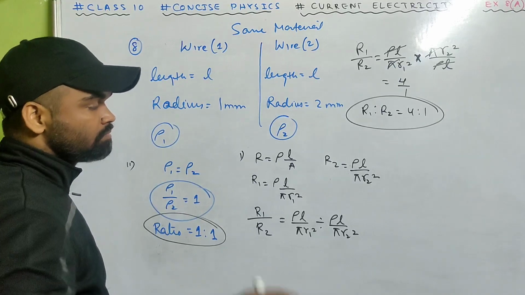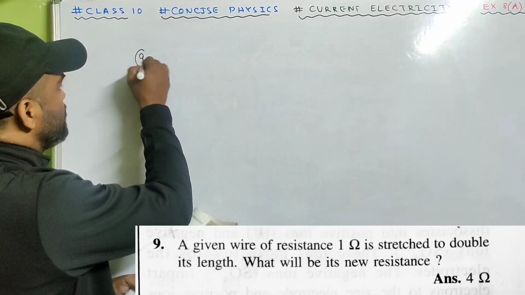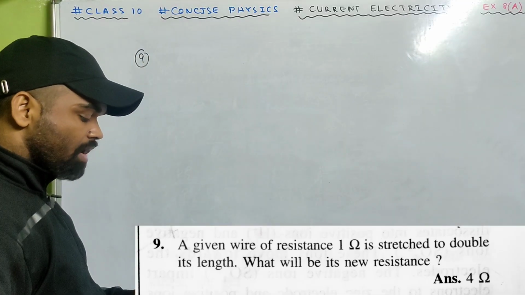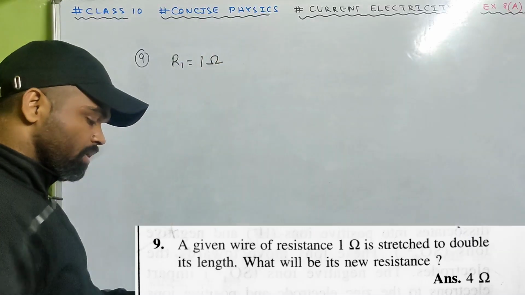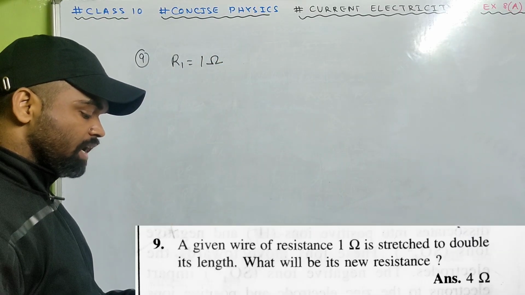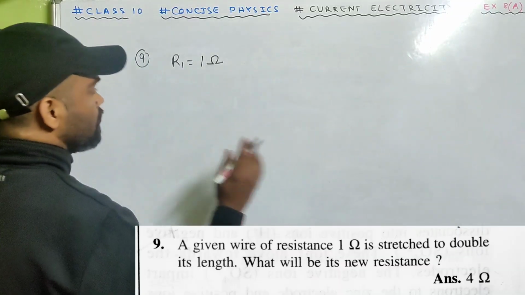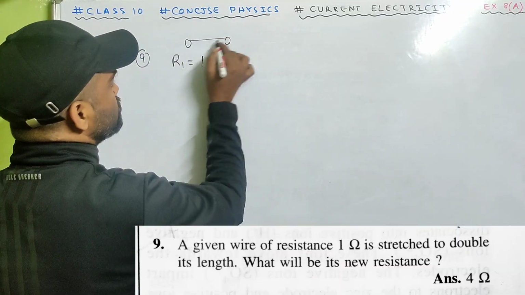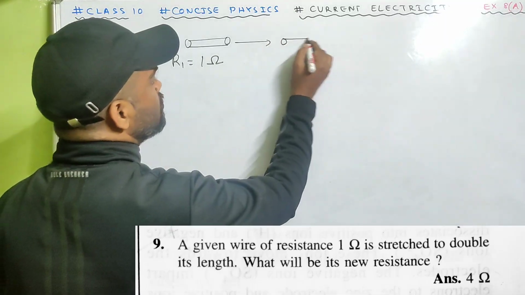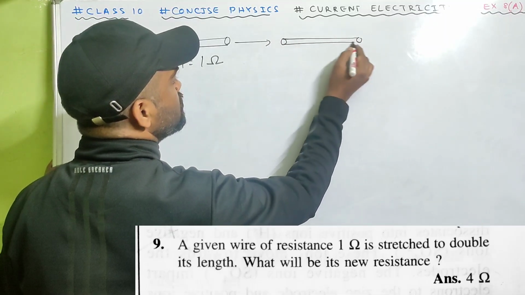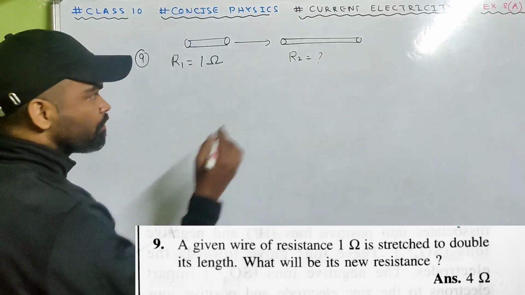Done? Chalo. We'll do number 9. Now look at number 9. Very important sum. A given wire of resistance 1 ohm is stretched to double its length, what will be its new resistance? What happened? There was a wire whose resistance was 1 ohm. You stretch it to double its length. Then what will be the new resistance?